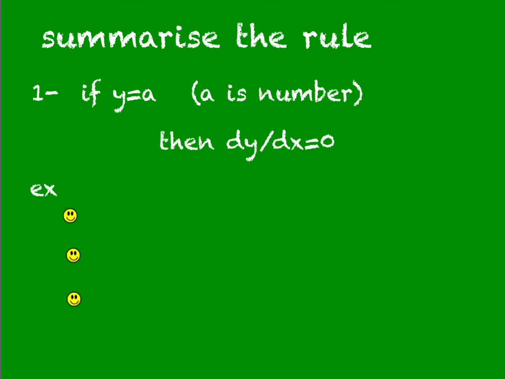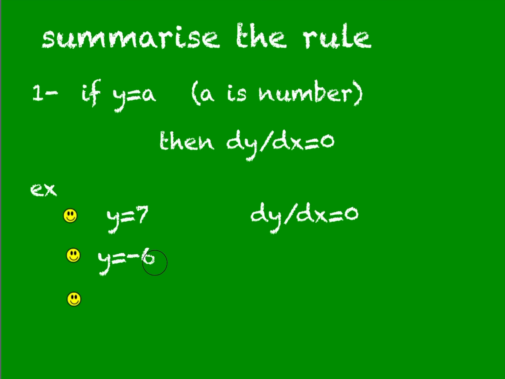Now, I will show you everything. I will summarize everything with examples. Imagine our function y equals a. Then the derivative of a number, any number, is going to be 0. For example, y equals 7. What is the derivative of this function, dy over dx? There is no x, so the answer is 0.